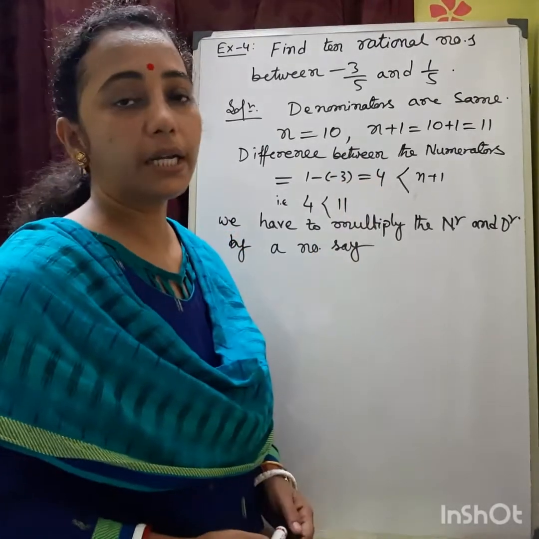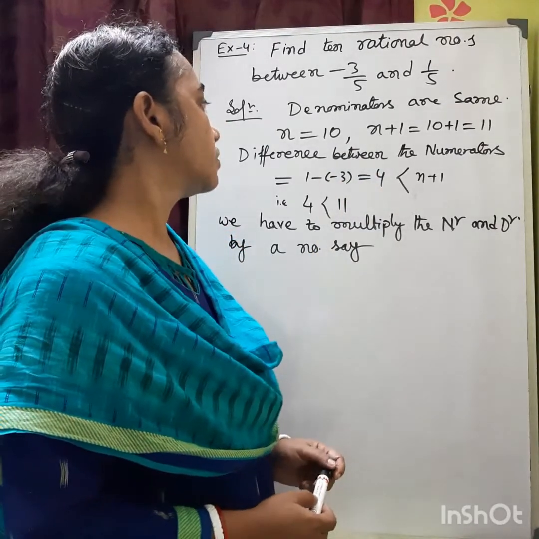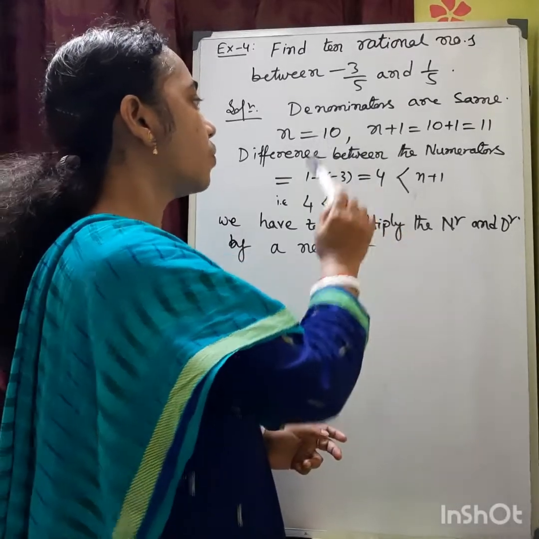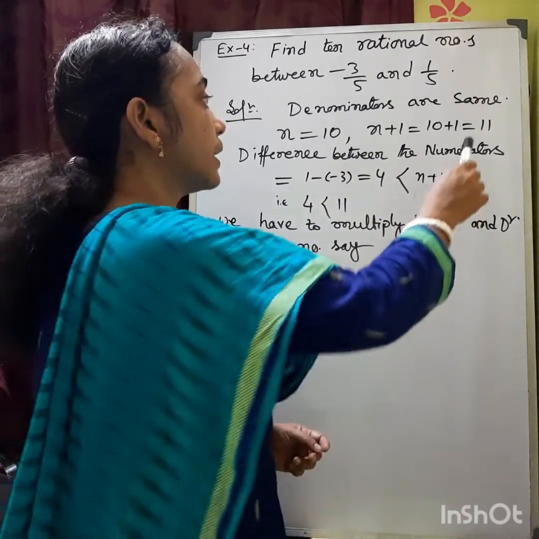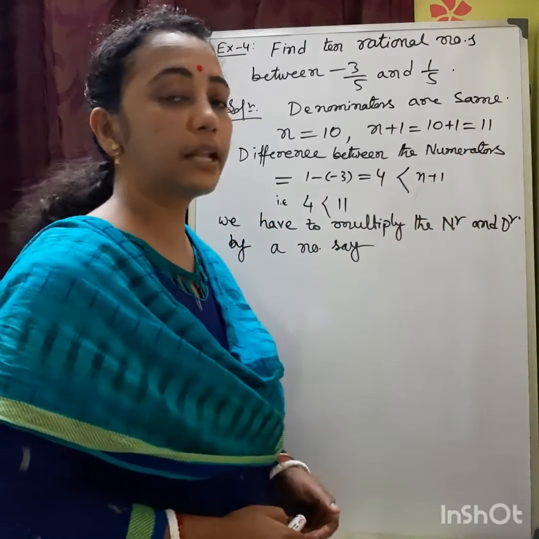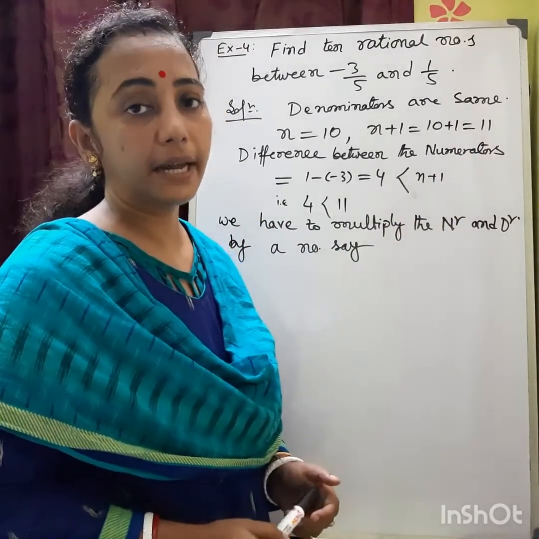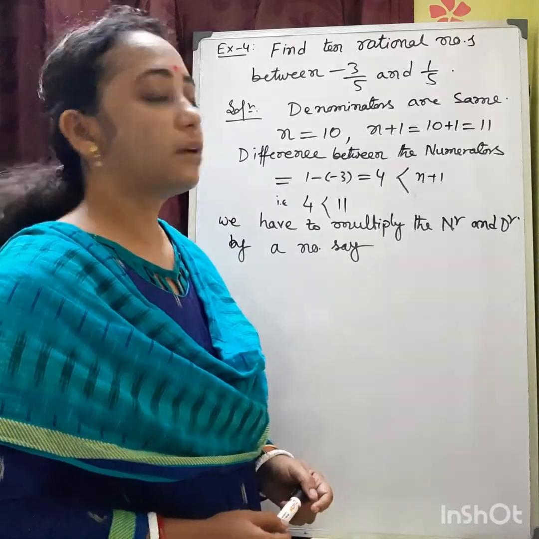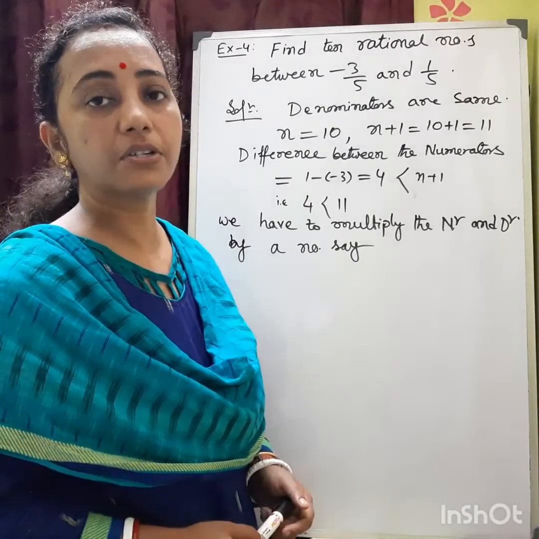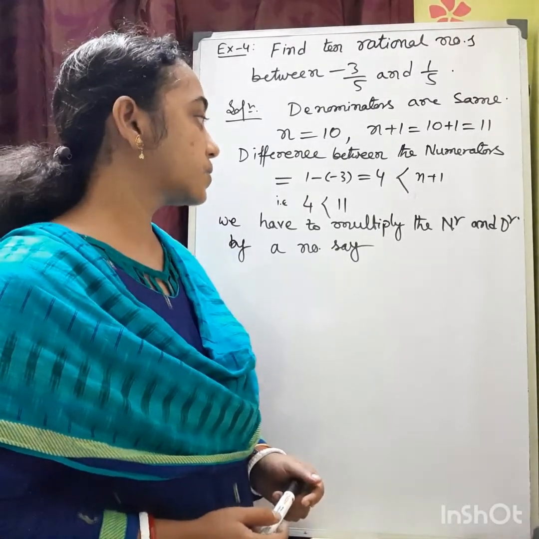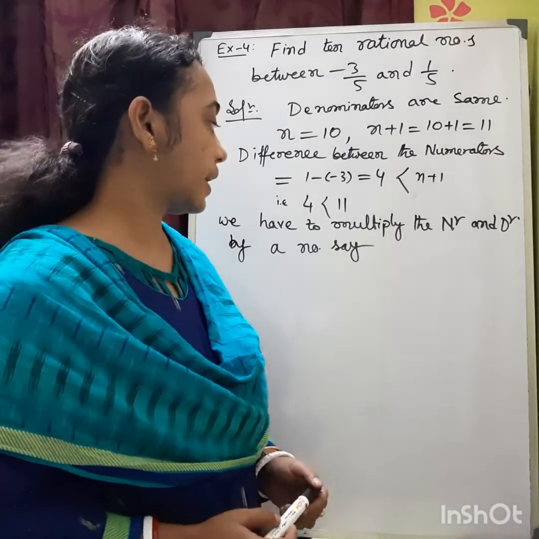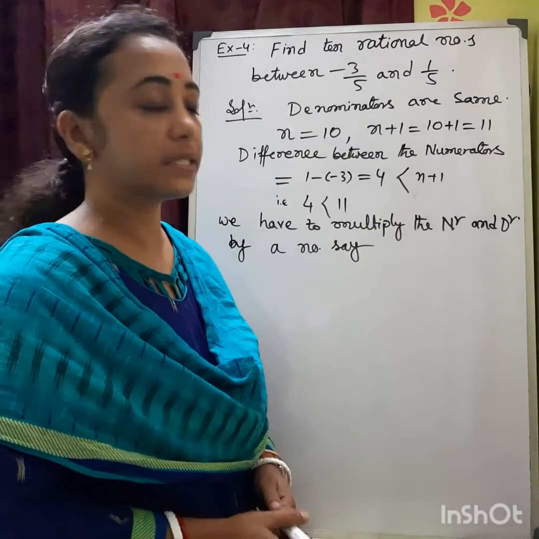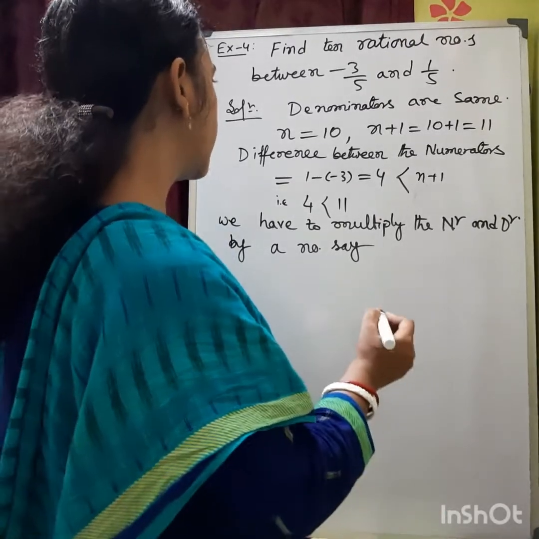So n plus 1 is here coming 11. So the difference between the numerators is 4, which is less than n plus 1. What is n plus 1? That is 11. So here 4 is less than 11. So we will not get directly the required 10 rational numbers between the two given rational numbers. So in this case, we need to multiply the numerator and denominator of the given rational numbers by any other number. Say if we multiply by 3, then what we are getting?